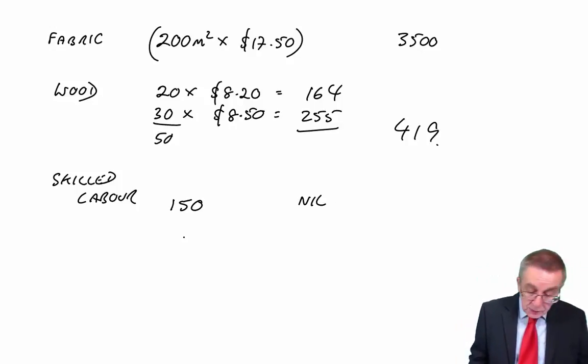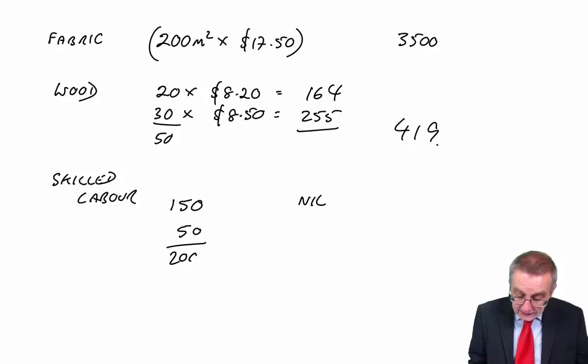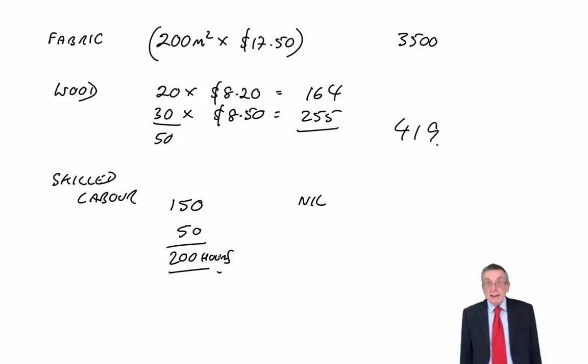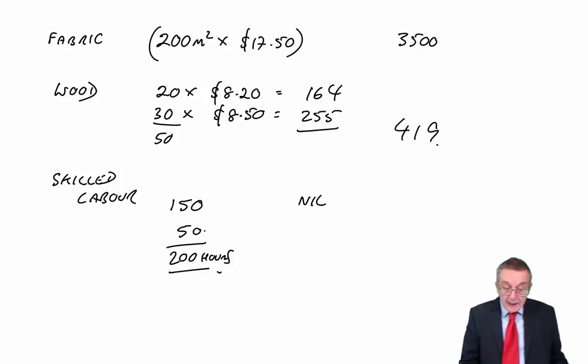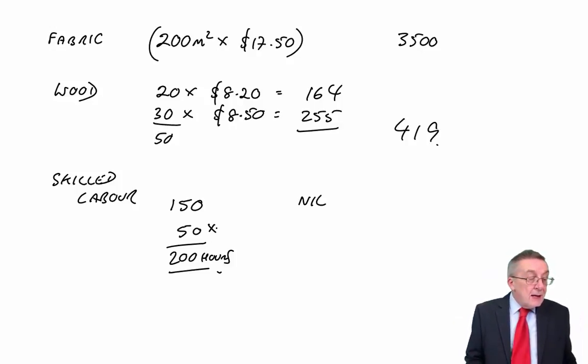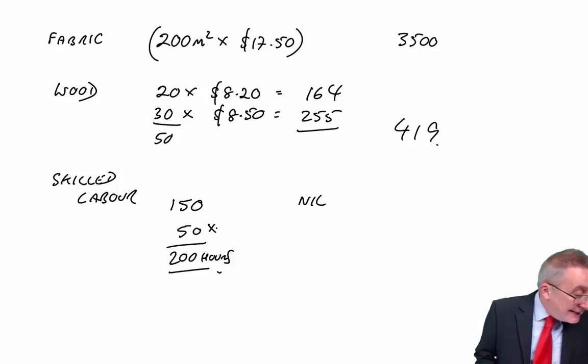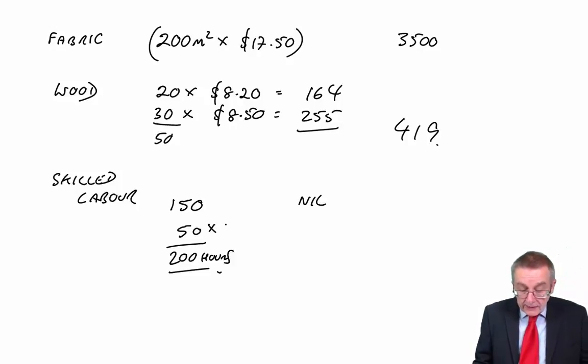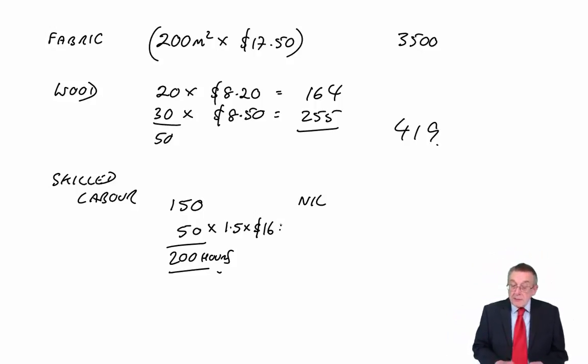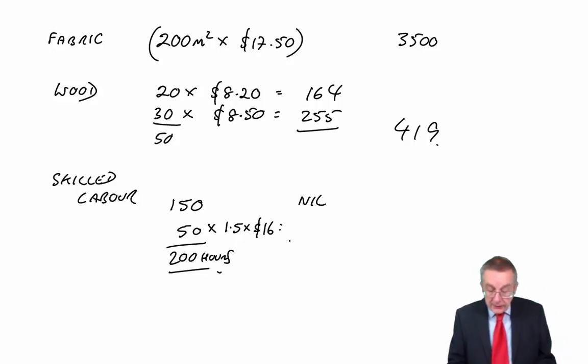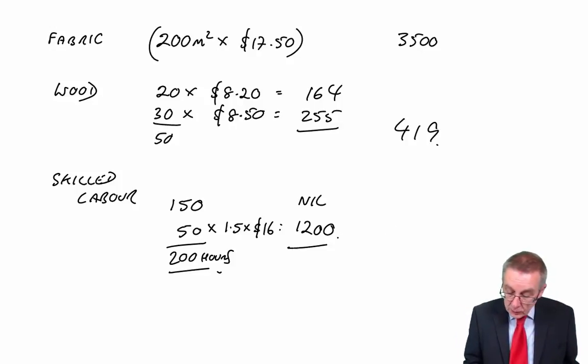However, we do need 200, so what about the extra 50? Well, they only had 150 hours idle, so we're using all that up. To get them to work another 50 on top, we'll have to pay them overtime. Their normal rate is 16 an hour, but time and a half means you pay them 1.5 times the normal rate. So instead of being paid 16, they will be paid 24. And so those 50 hours cost 1,200.